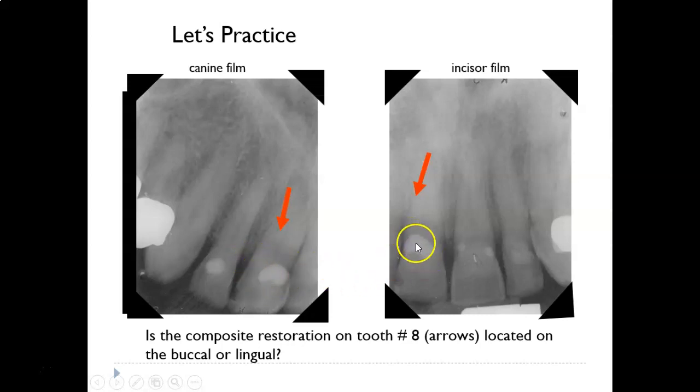So when you move your BID around to get your canine shot, and you're tilting it, your beam is going a little bit more mesial, you look and see that this composite moved mesial. That means they moved together in the same direction. That means that your composite is on the buccal, not the lingual.